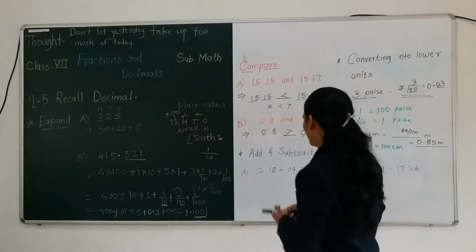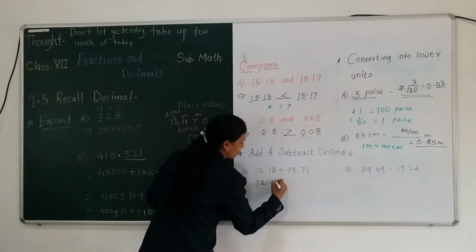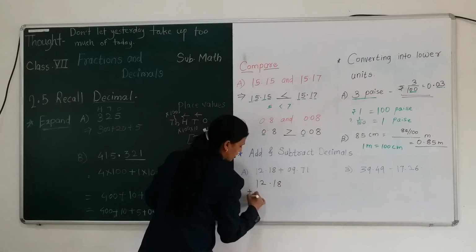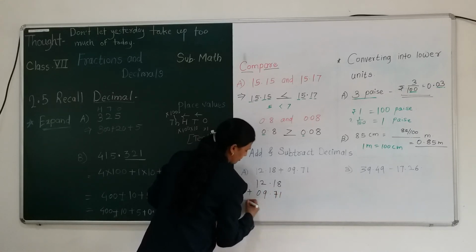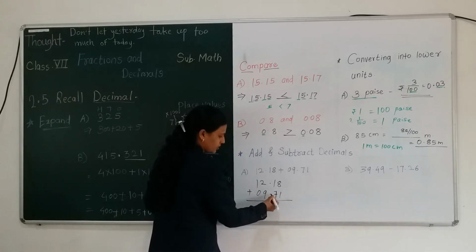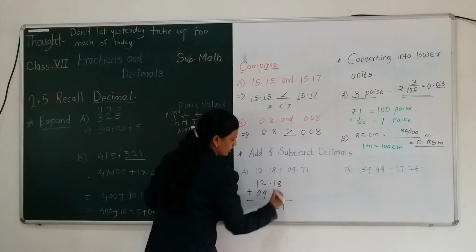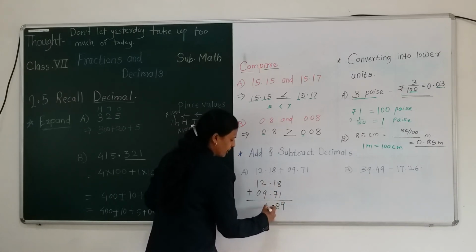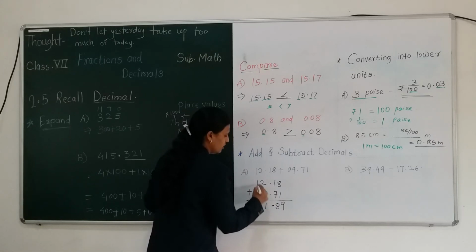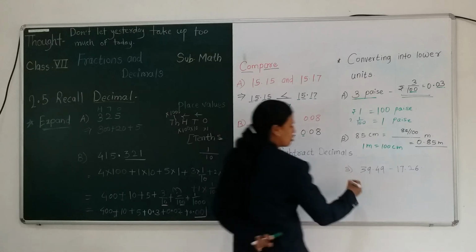Okay. So like that, we have already learned about addition and subtraction of decimals. It's so simple. Just as we do normal addition and subtraction using the column method, we can also solve decimals. 8 plus 1, 9. 1 plus 7, 8. Put the decimal point as it is. 9 plus 2, 11, 7, carry over 1. 1 plus 1, 2. Like that, we can do subtraction also.